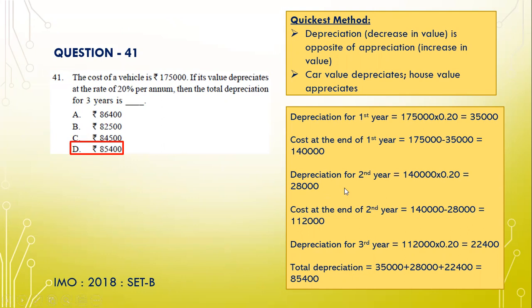Now depreciation for the second year again is 20%. So it will be value of the car 1,40,000 into 0.2, which is 28,000. So value at the end of second year will be 1,40,000 minus 28,000, it will be 1,12,000. Depreciation for the third year again is 20%, so it is 1,12,000 into 0.2, which is 22,400. So total depreciation will be 35,000 plus 28,000 plus 22,400, which will be 85,400. So 85,400 is the right answer.